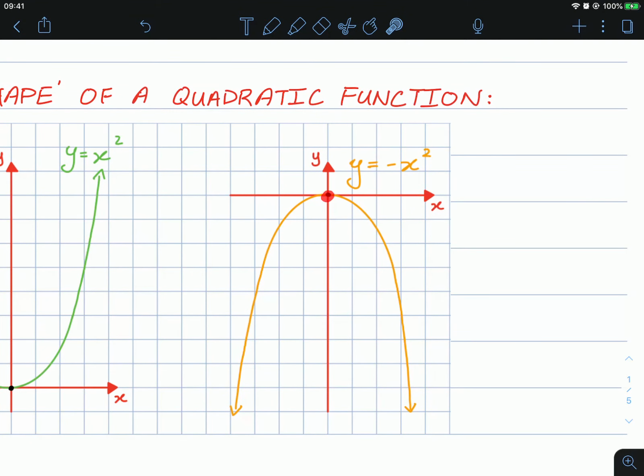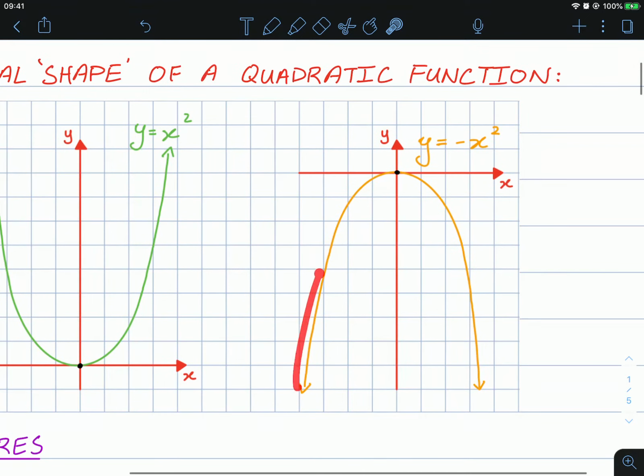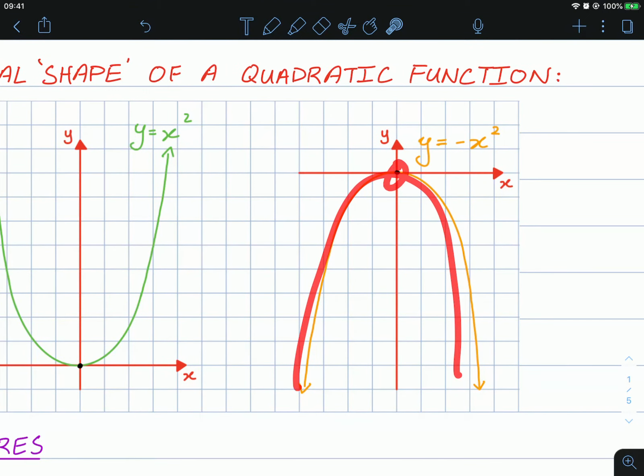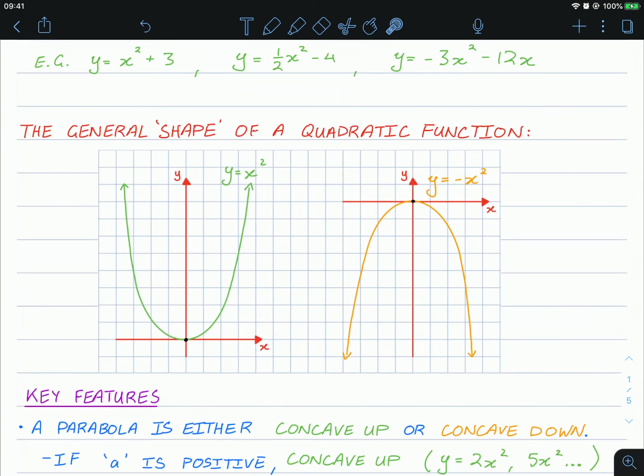So this point here is called the maximum because when it's concave down, that is the highest point that this entire graph can reach. So this is concave down. It has the highest point. Whereas this one, it's concave up. Therefore, this point is the lowest point it can reach. Therefore, it's called a minimum.